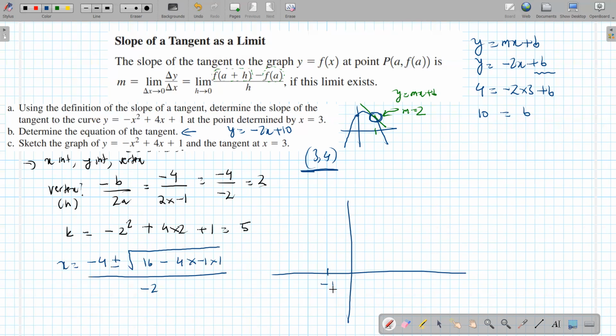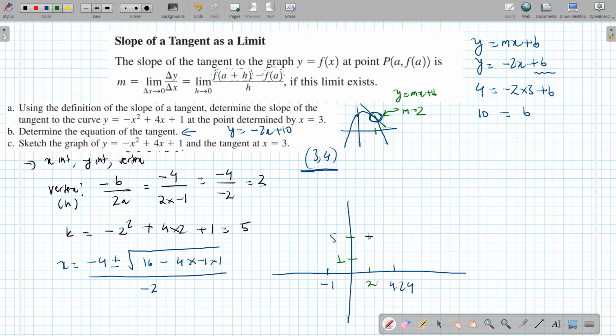-4 minus 16 plus 4 divided by -2. And the other one is like 4.24. So those are our x-intercepts. We know our y-intercept is a 1. And we know our vertex is 2, 5.